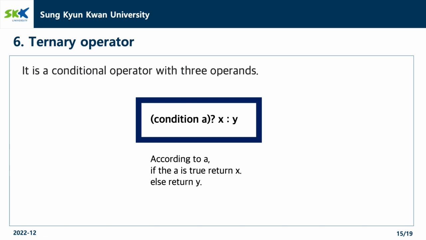Next is the ternary operator. The ternary operator is a conditional operator with 3 operands. The conditional statement comes first, followed by a question mark, and if the condition A is true, x is returned, and if it is false, y is returned.